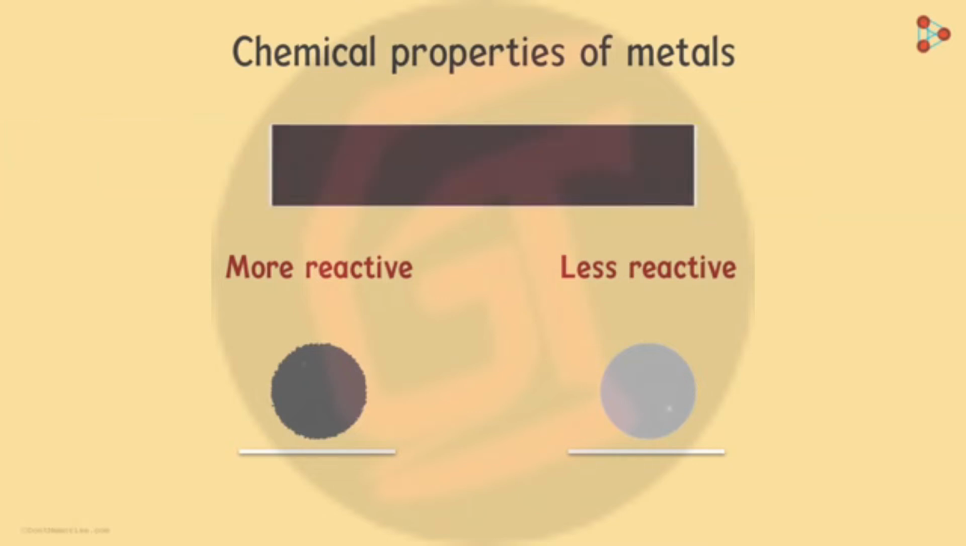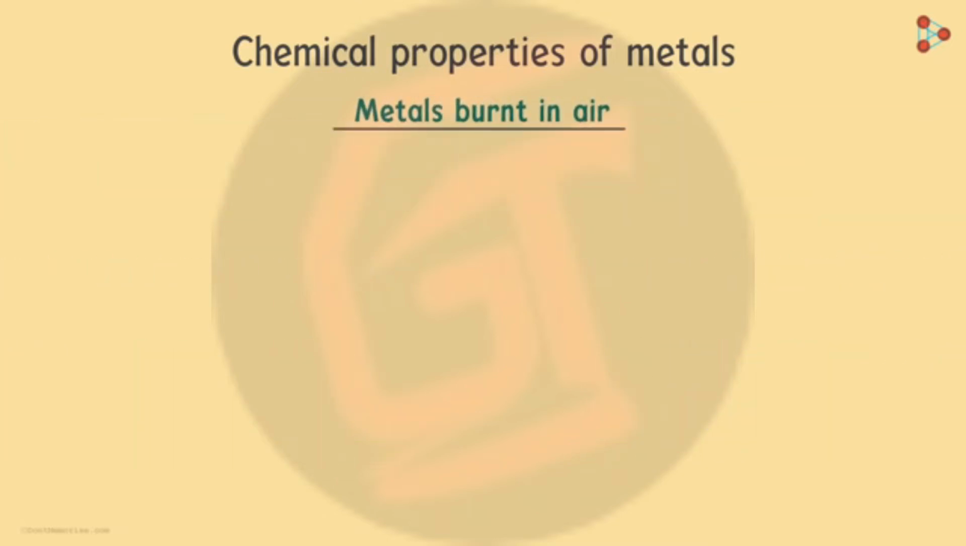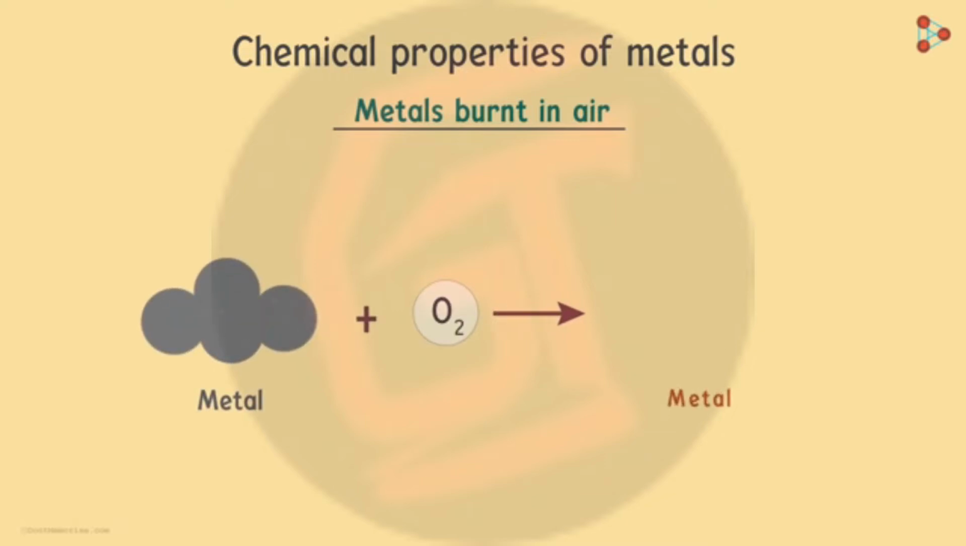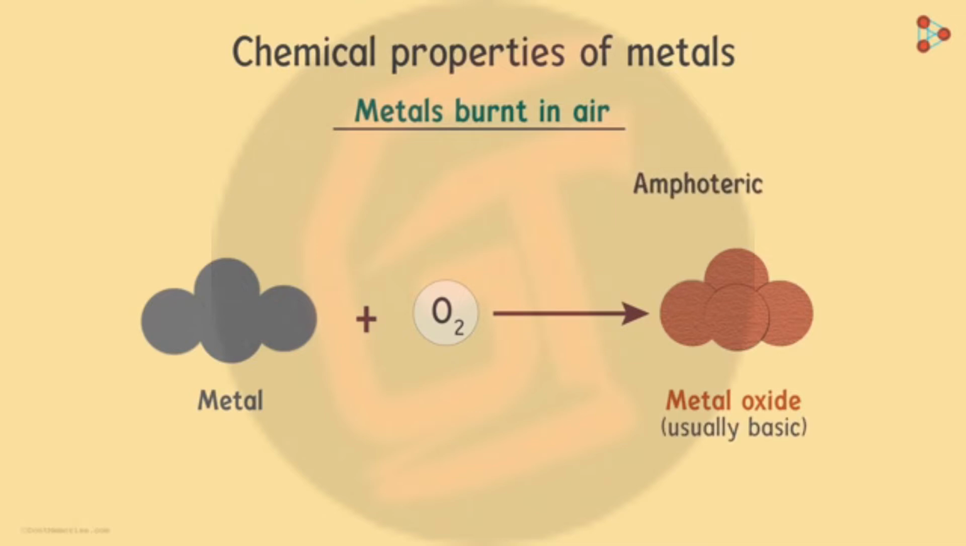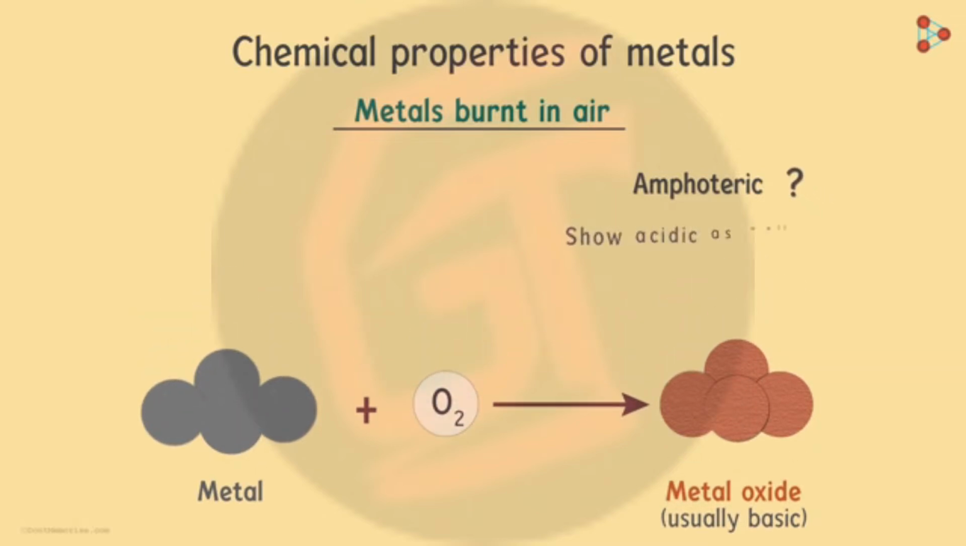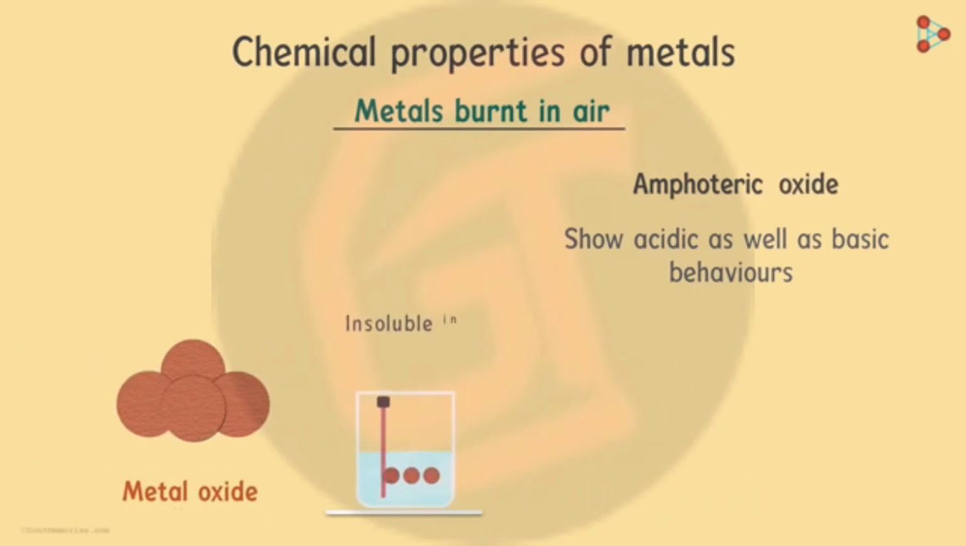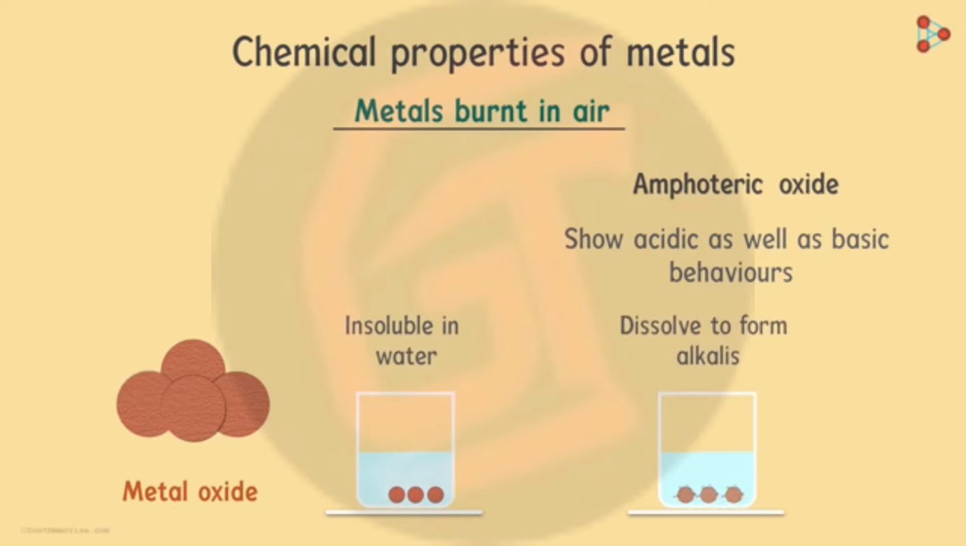Let's focus on the first category. Metals burnt in air. The most important point to note here is that almost all metals react with oxygen to form metal oxides. These metal oxides that are formed are usually basic, but they can also be amphoteric. What do we mean by amphoteric? Metal oxides which may show acidic as well as basic behaviors are known as amphoteric oxides. Most metal oxides are insoluble in water, but some may also dissolve to form alkalis.